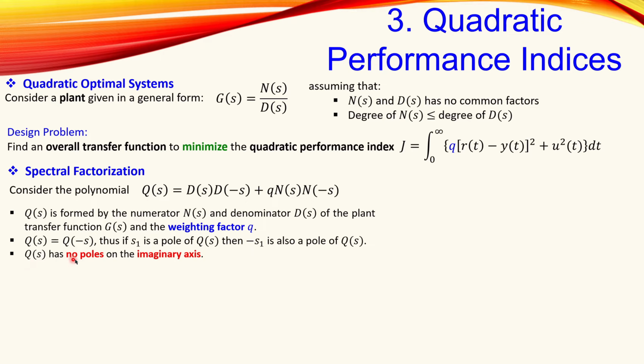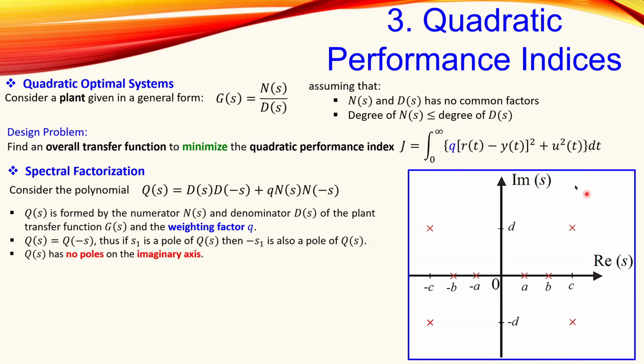Now, Q has no poles on the imaginary axis. That is also mandatory. And you can also see the diagram here. So if the pole is here, there is one pole. The other one is minus, so it will be here, and the other one will be here, and the other one here. Or it will be on the real axis, but it will never be on the imaginary axis.